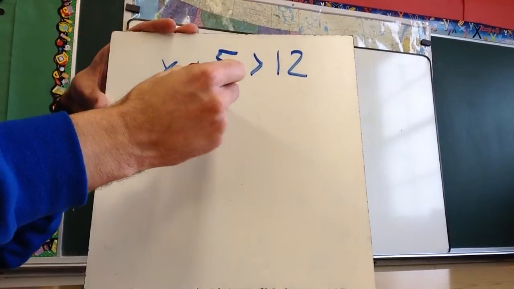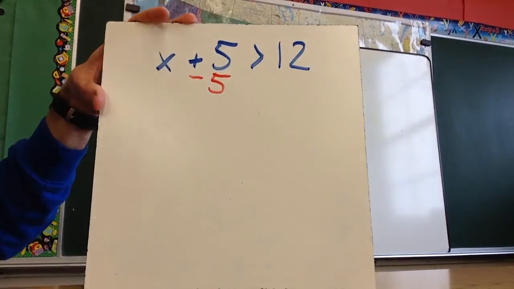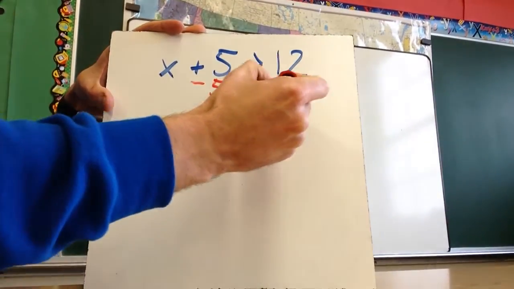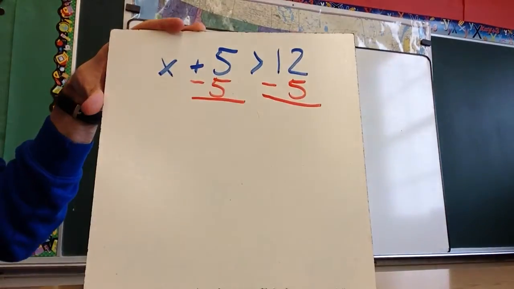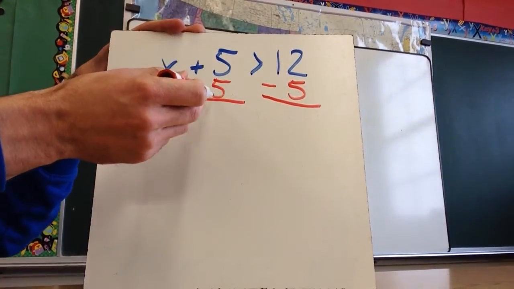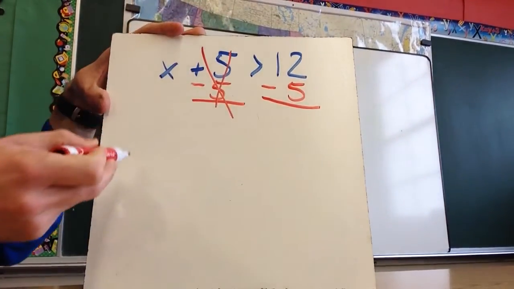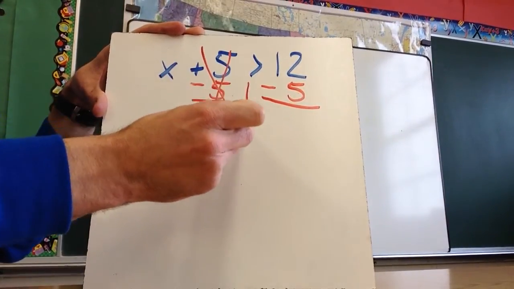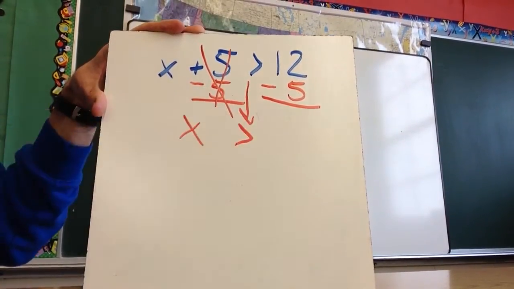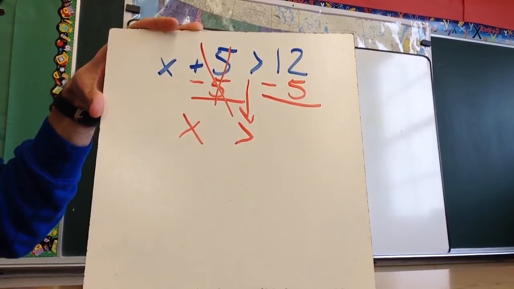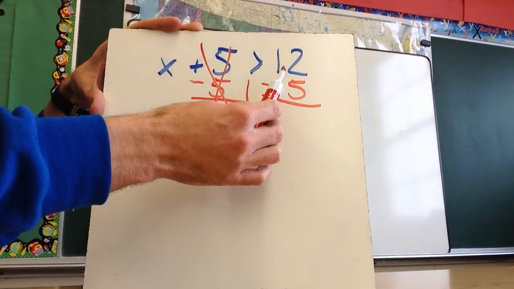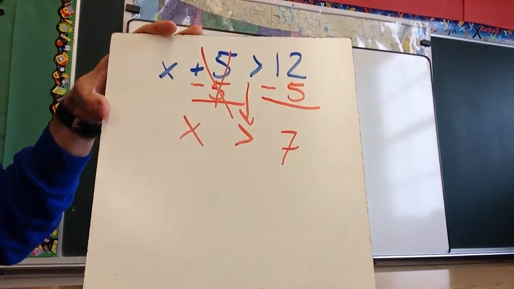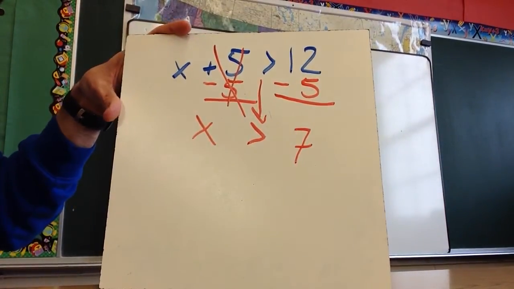So I want to get rid of this 5. Since that is a positive 5, I'm going to do the opposite of positive 5, which is negative 5. Keeping in mind that negative 5 and subtracting 5 would be the same thing. 5 minus 5 is 0, so that would cancel out. Now I've got this x. Keep in mind that this sign needs to come down. So the left side is still going to be greater than the right side, and the right side now is 12 minus 5, and that is 7. So I know that x is greater than 7.